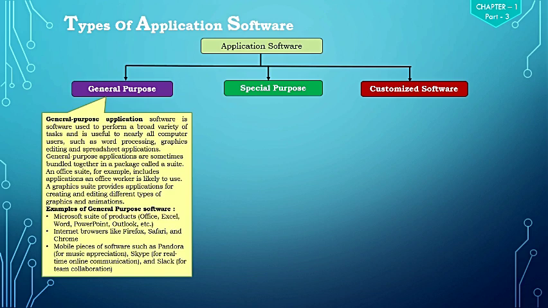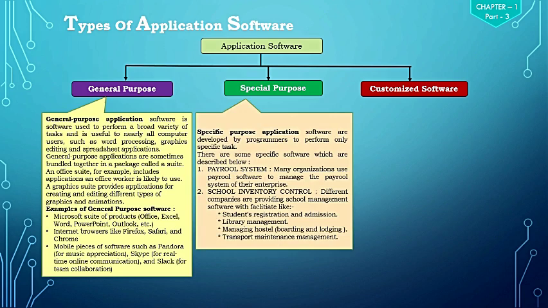Some common examples are the Microsoft suite of products like MS Office, including Word, Excel, PowerPoint, Outlook, etc. Then internet browsers like Firefox, Safari, Chrome, etc. Similarly, mobile pieces of software such as Pandora for music appreciation, Skype for real-time online communication, and Slack for team collaboration, etc.